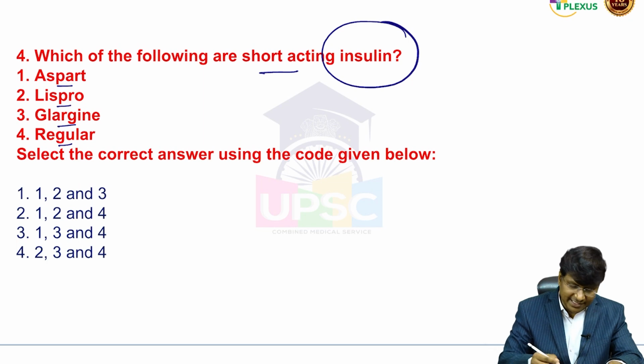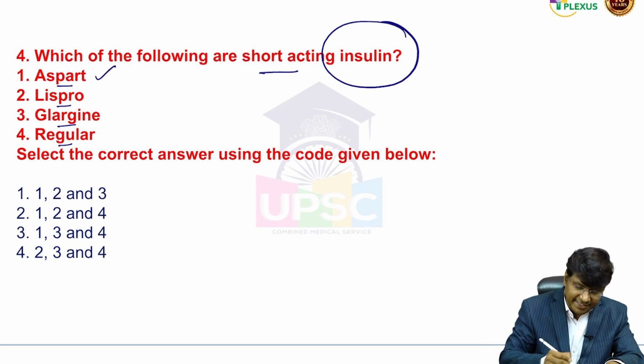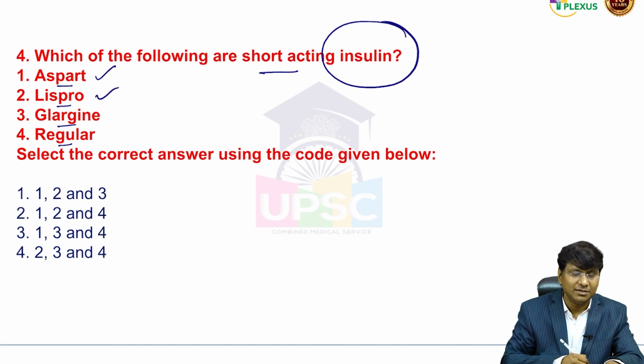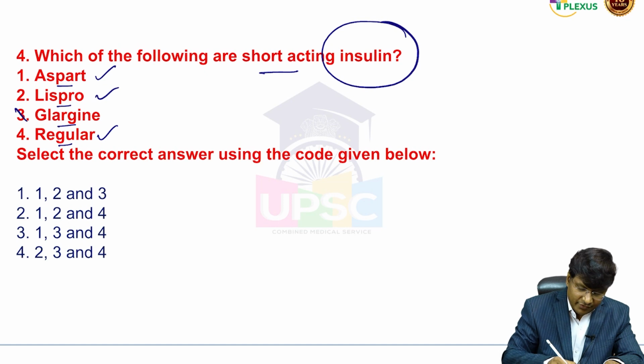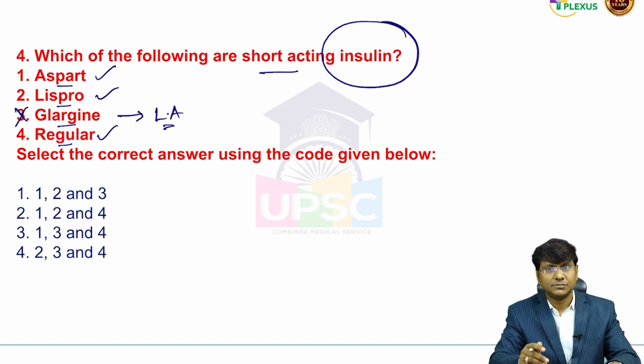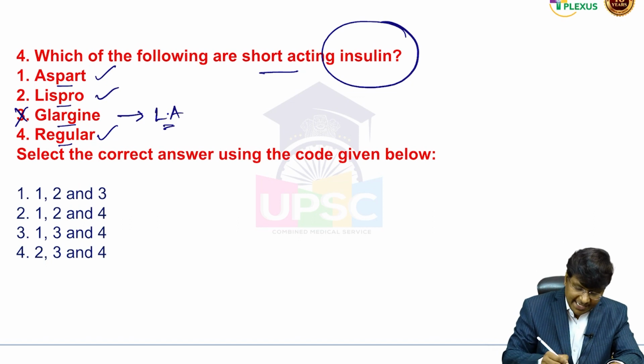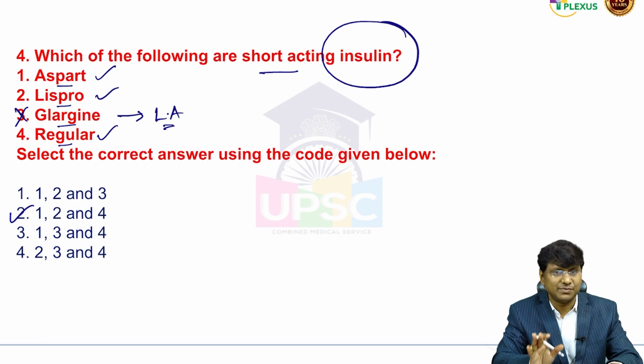Among these, Aspart is a short-acting insulin. Lispro is also a short-acting insulin. Regular insulin is also a short-acting insulin, whereas Glargine is a long-acting insulin. So the answer will be 1, 2, and 4.